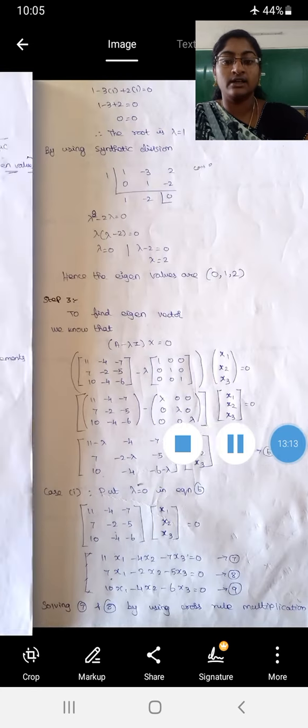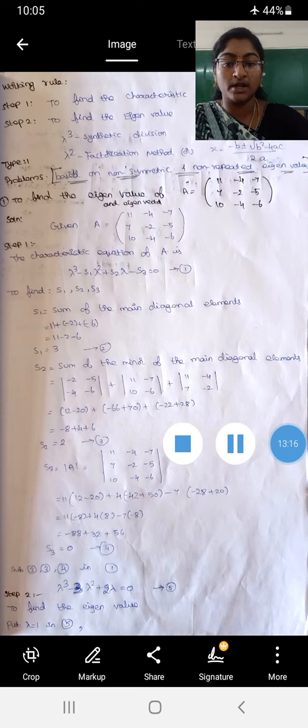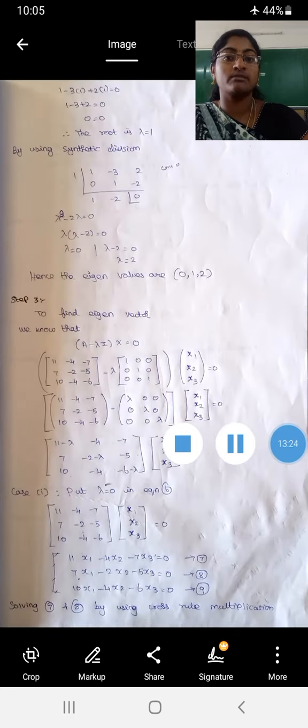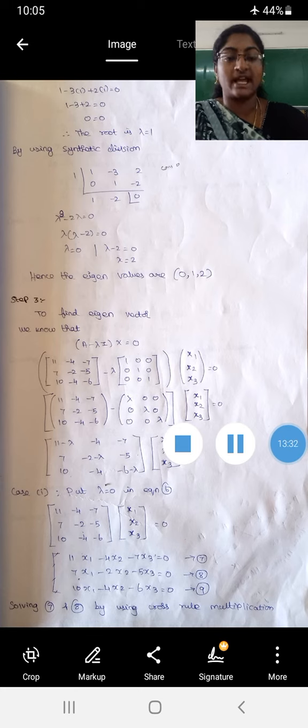Here by putting lambda equal to 1 in our equation 5, so it will become 1 cube minus 3 into 1 square plus 2 into 1 equal to 0. So 1 minus 3 plus 2 equal to 0, 3 minus 3 equal to 0, 0 equal to 0. So in this left hand side and right hand side is equal. So I am taking lambda equal to 1 as my first eigenvalue. Therefore the root is lambda equal to 1, by using synthetic division.